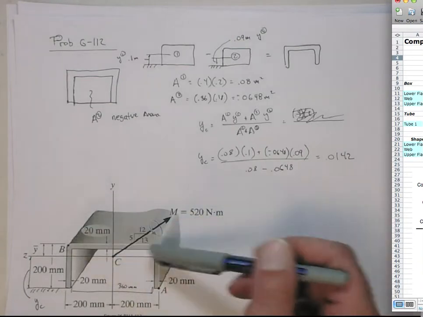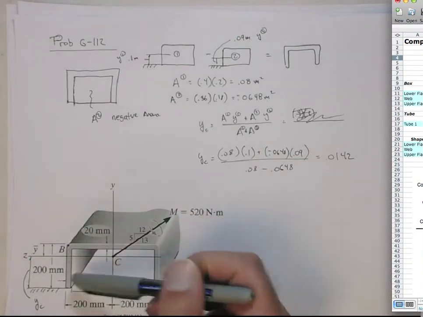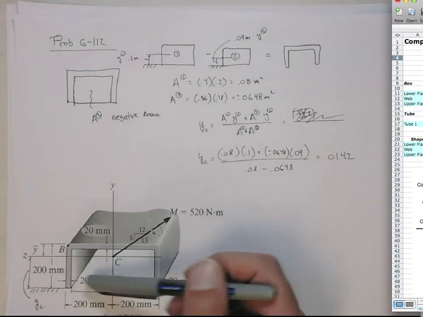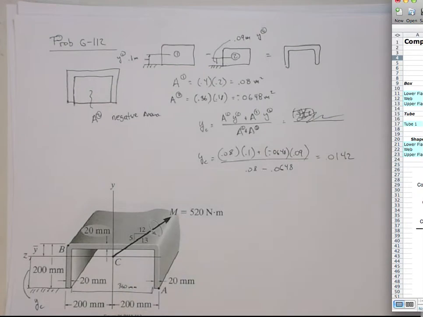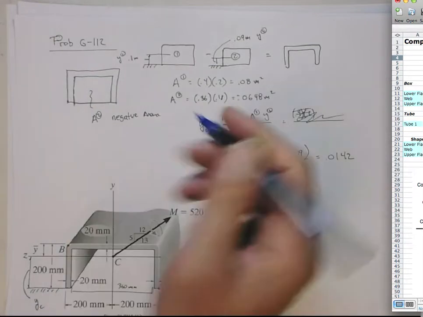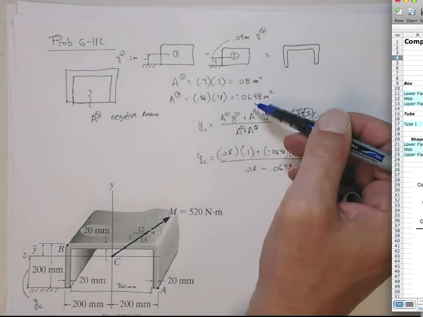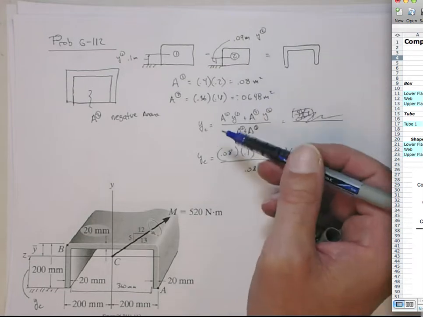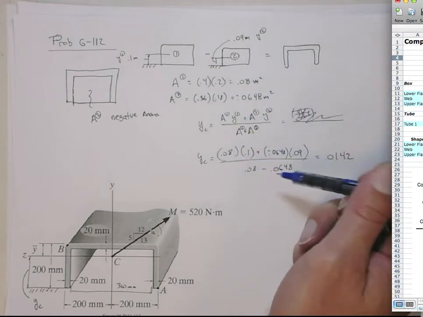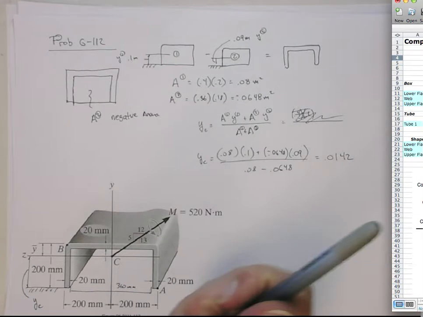we'll take this outer box and subtract the inner box, okay? So here's the calculations here. You can compute the area of each region. The area of the inner region is going to be subtracted, and then here we can find the centroidal locations. Once we do that, we can do all the other calculations, okay?